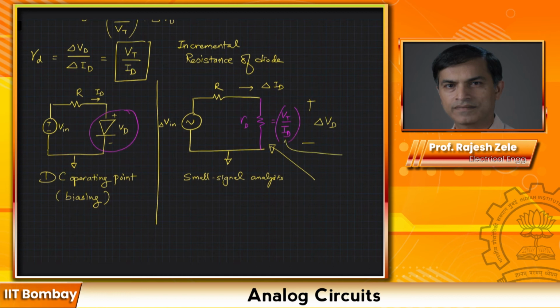Remember, this particular ID is a DC quantity which we use to calculate the resistance of the diode. In this particular circuit on the right side of your screen, we only have incremental quantities, if you remember. So delta V in, then delta ID and delta VD. And the value of the resistance is calculated using the DC quantity. This is because we are linearizing around that operating point. So this is the way we do small signal analysis starting from a DC operating point.